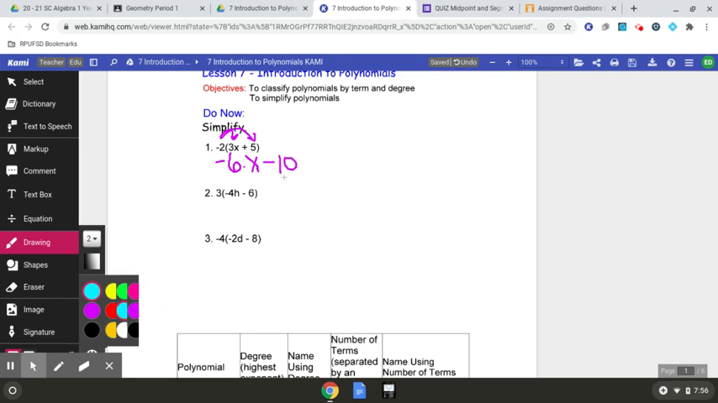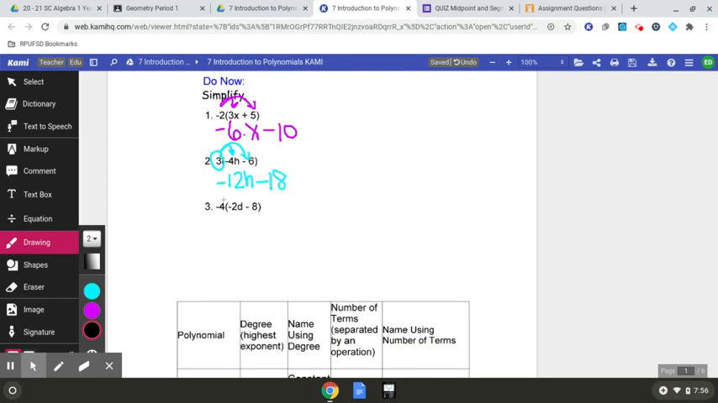So in the next one, you are going to take the 3 now, and that's what you're going to distribute. So 3 times a -4h is a -12h. And then 3 times a -6 is a -18. And again, there's nothing else you can do. That's your answer simplified.